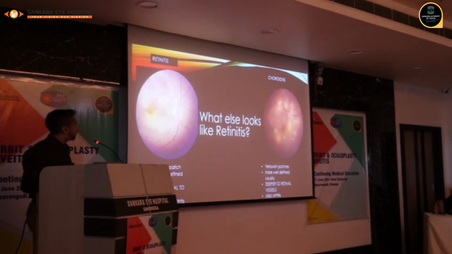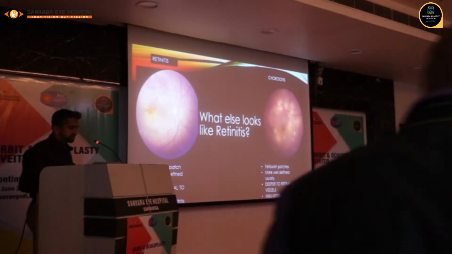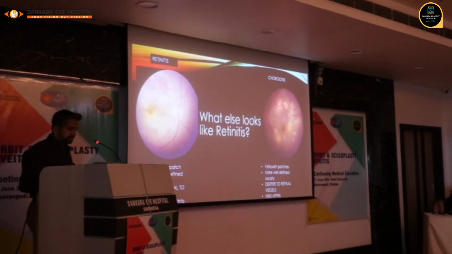Okay, and there's a lot of overlying vitritis. Whereas if you see this image, this is a choroiditis. So you can see that the lesions are very well defined. They are usually subretinal. How do you identify the subretinal? You can see the retinal vessels are clearly crossing over them undisturbed, as if nothing happened to them. So you can see these are choroidal lesions, well defined.